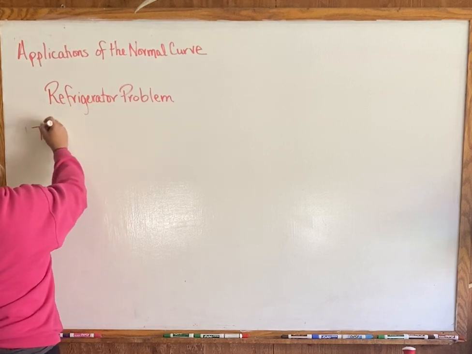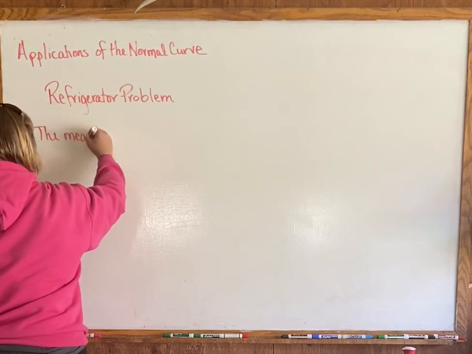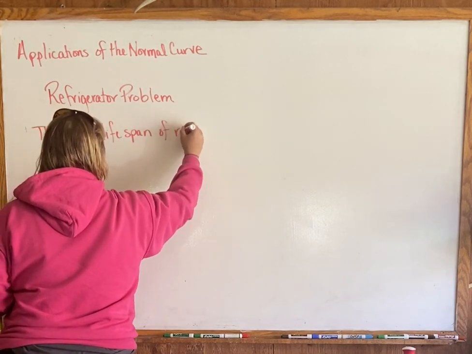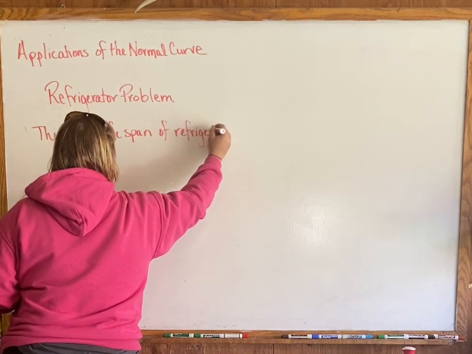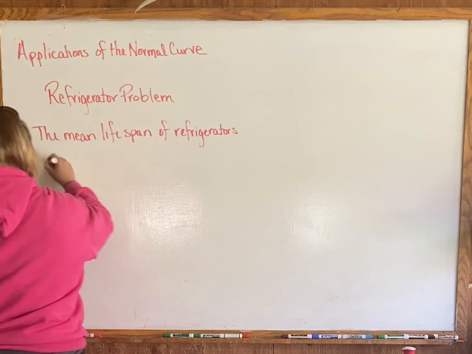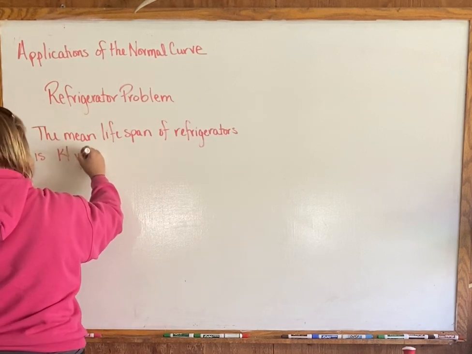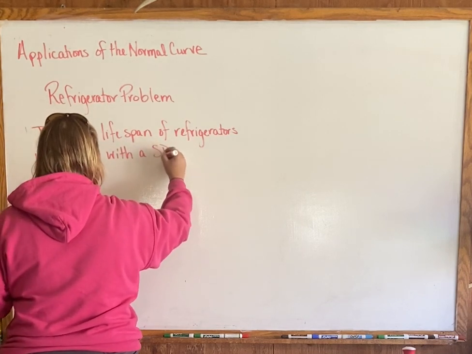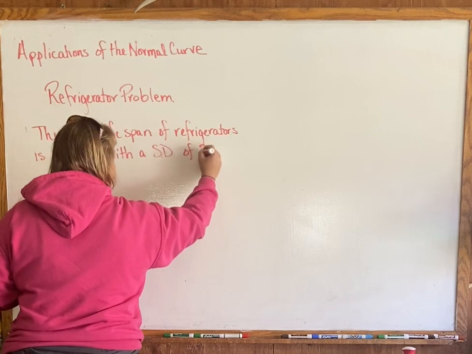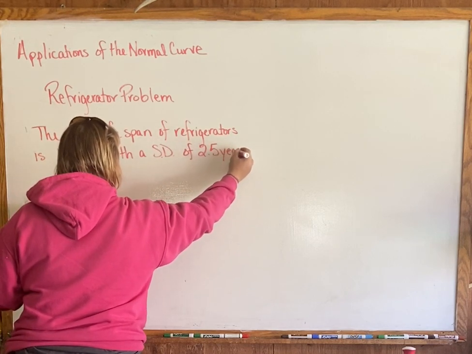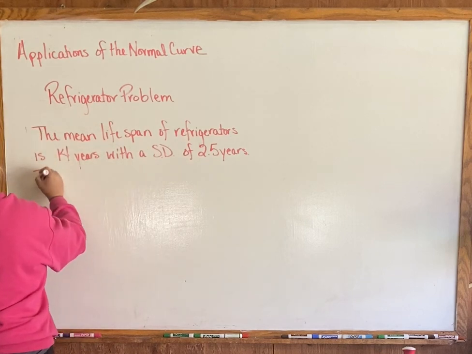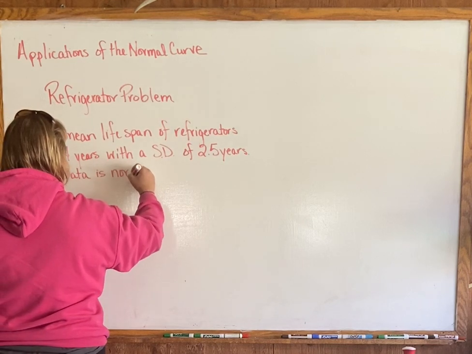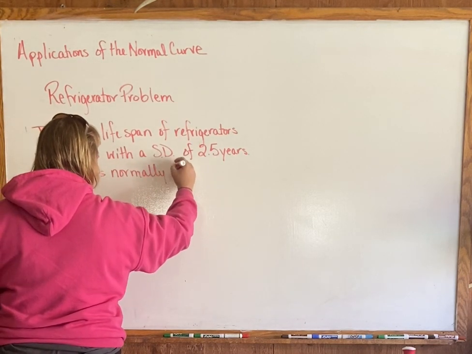So we say the mean lifespan of refrigerators is 14 years with a standard deviation of 2.5 years. The data is normally distributed.